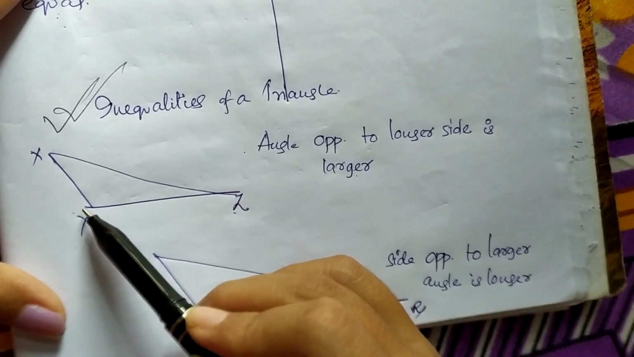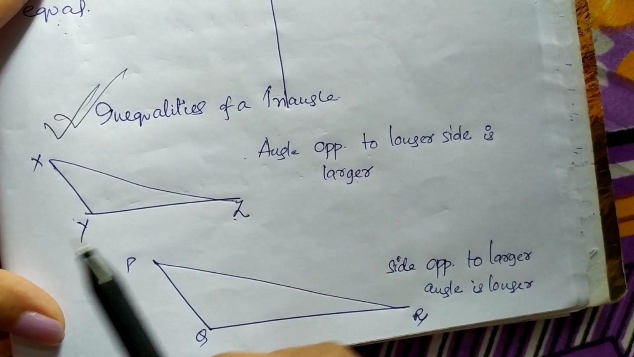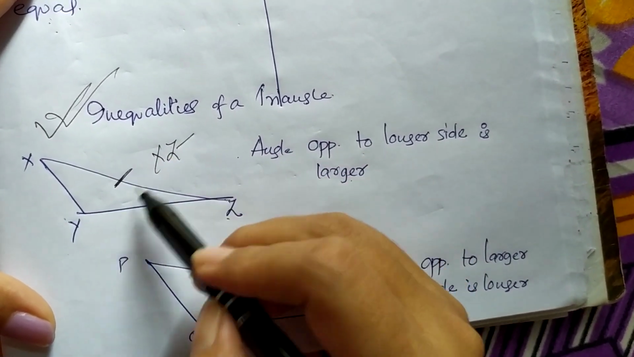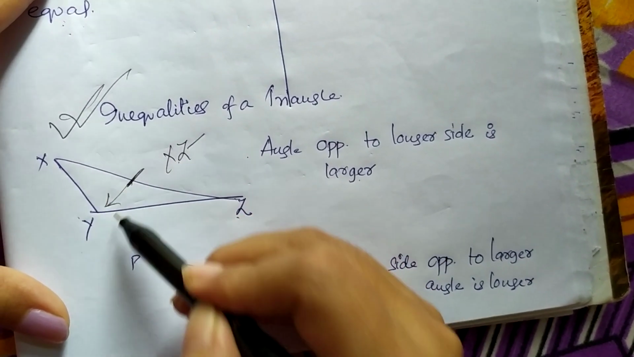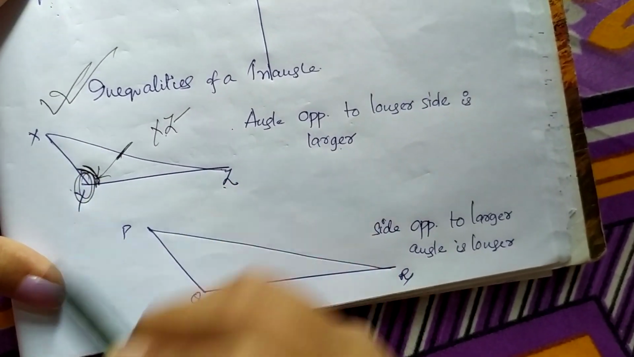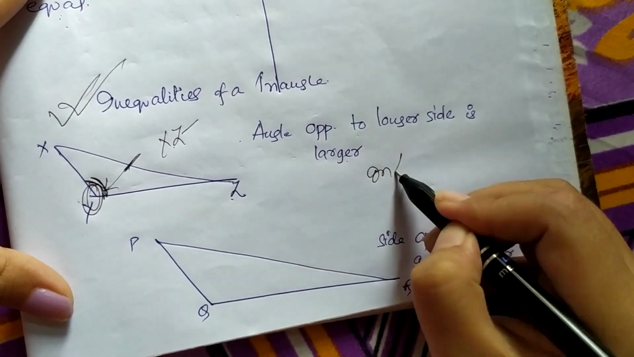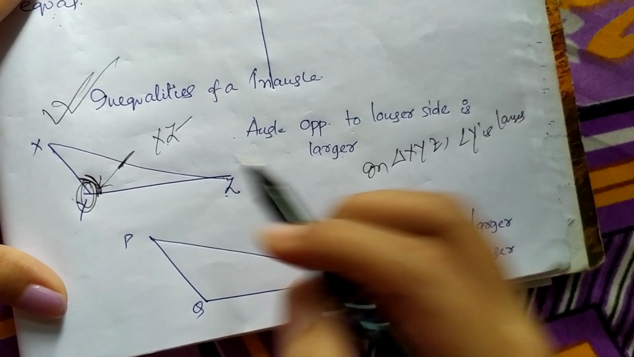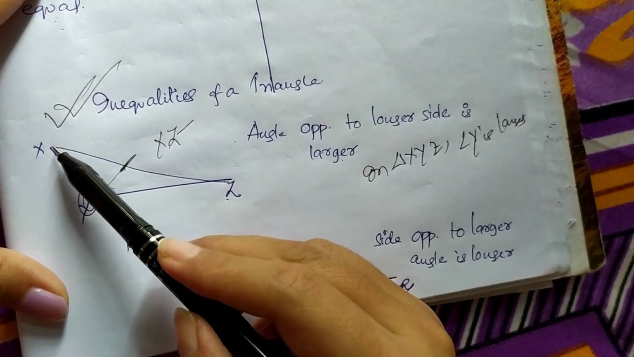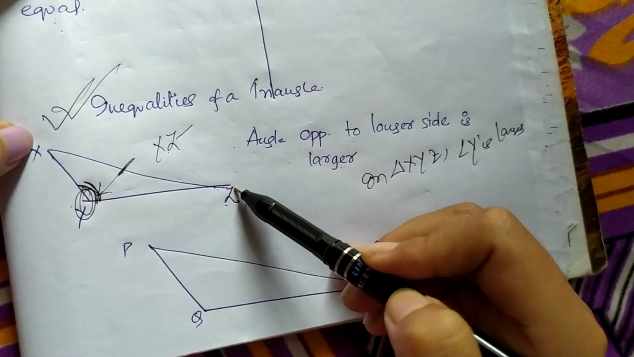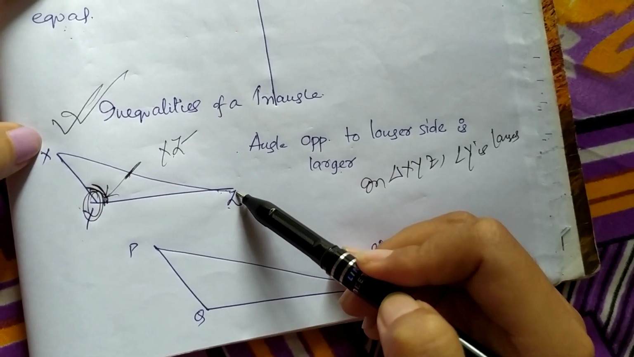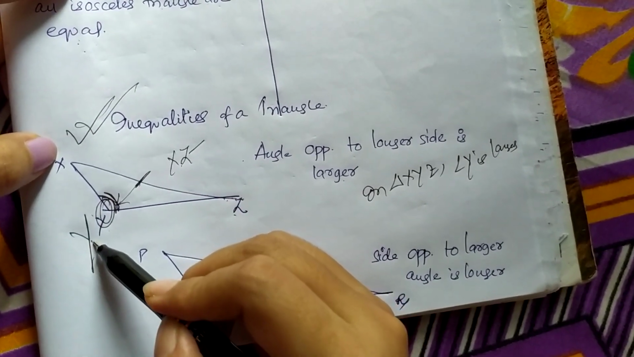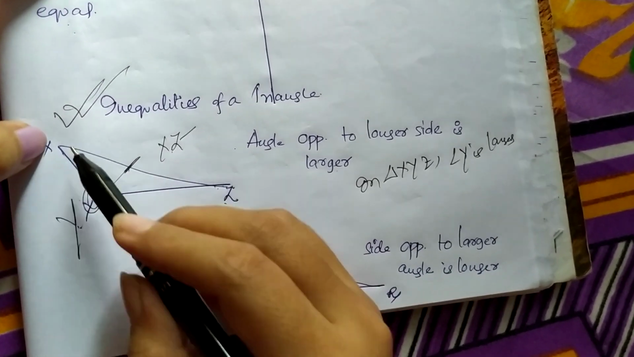So in the triangle XYZ, what is my longer side? My longer side is obviously side XZ. So what is the opposite angle of side XZ? Obviously it is clear in the figure that the angle is angle Y. So in triangle XYZ, we may say that angle Y is the larger angle, because the longest side is your side XZ, and the opposite angle of this side XZ is obviously angle Y. So angle Y will be your larger angle in the triangle XYZ.